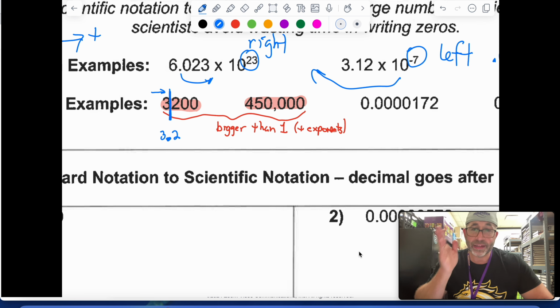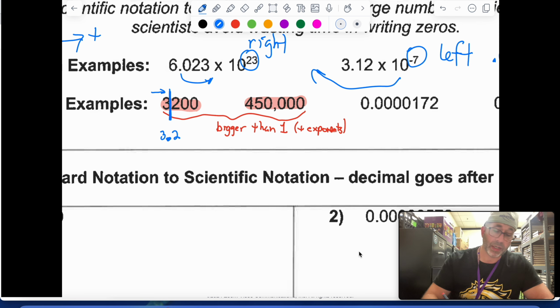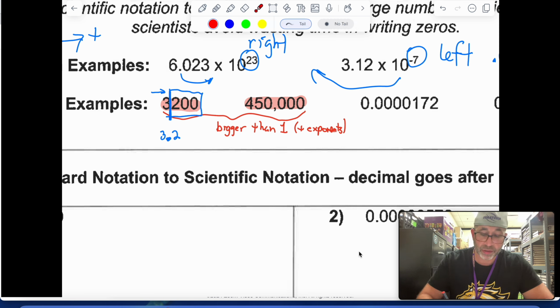Now, after you made that split, you're going to count to the right of it. You're going to see that to the right of it, there are 3 spots there. There's 1, 2, 3 that are to the right. And so what you're going to say is times 10 to the third.